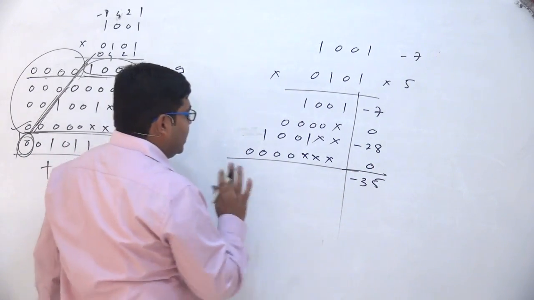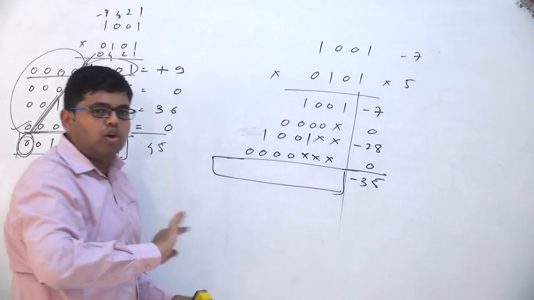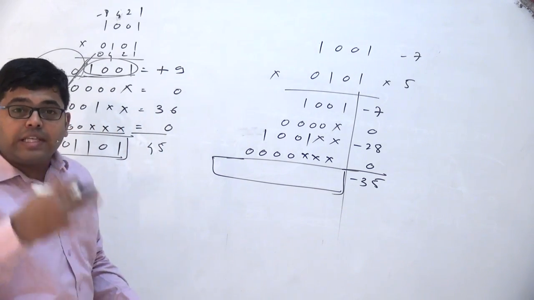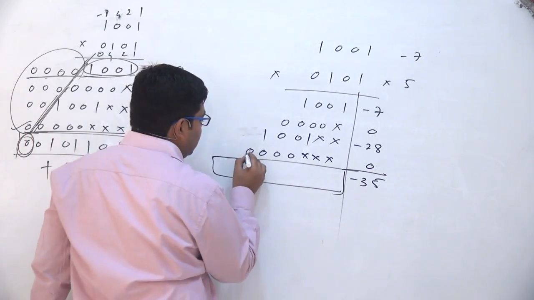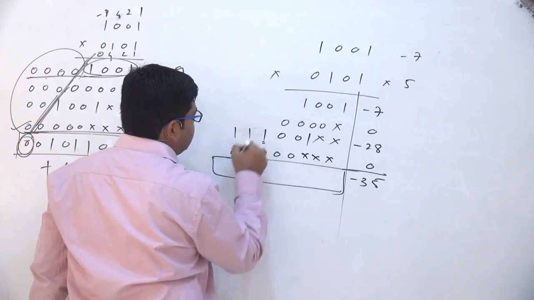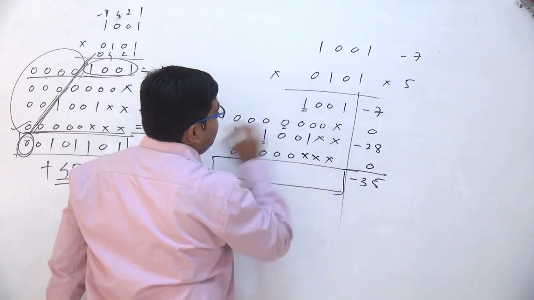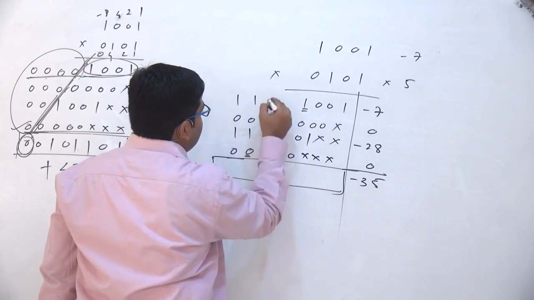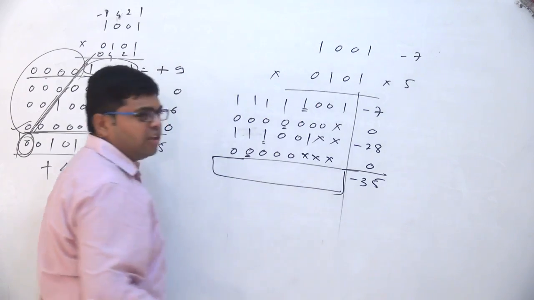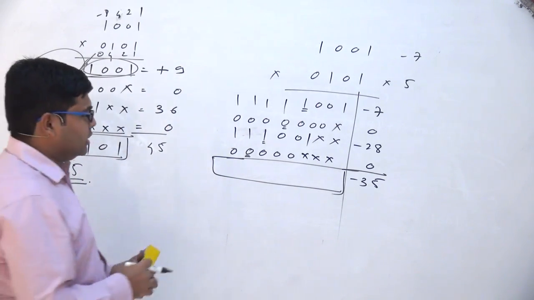And now here we want the result in 8 bits. That's why we are going to convert all rows to 8 bits with sign extension. So here the last bit is 0, so I will extend 0. Here the last bit is 1, so we will extend 1. Here the last bit is 0, so we will extend 0. And here the sign bit is equal to 1, so we will extend 1. And now you add, keeping 8 bits. If there is any 9th bit, discard it, and you will get the correct answer.